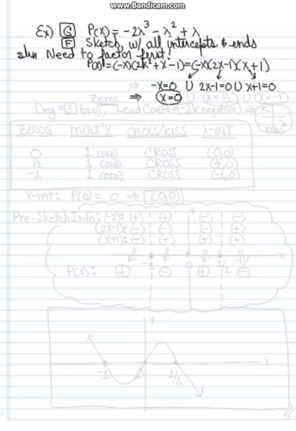Solve each of those, and you'll get x equals 0, together with x equals 1/2, together with x equals negative 1. Those x values are our roots, also called our zeros of the polynomial.